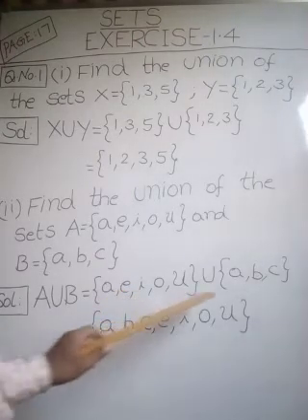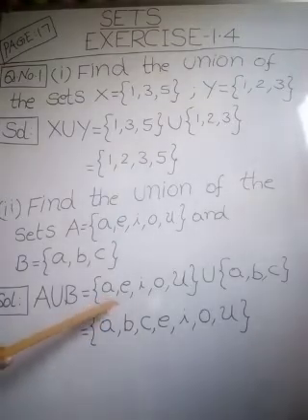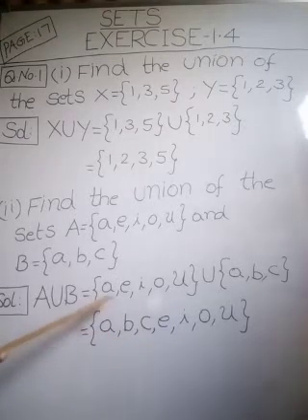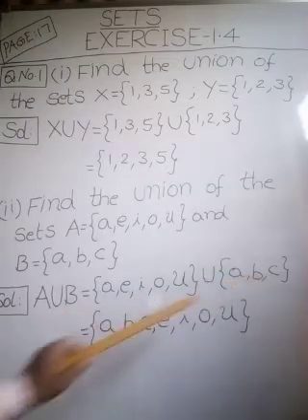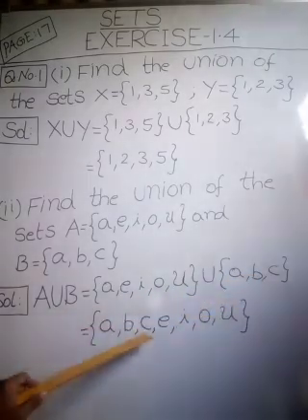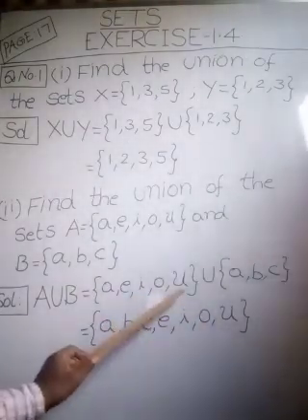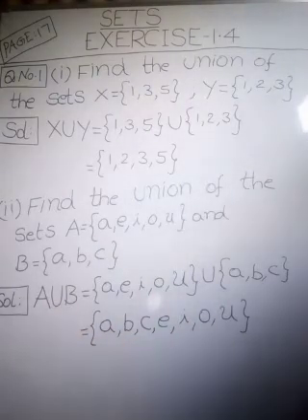So union means combine all the elements without repetition. I wrote all these elements in alphabetical order. So A, but we should write only one time. Next B, next C, next E, next I, next O, next U. This is the union of two sets A and B. Understood, my dear children? Right.